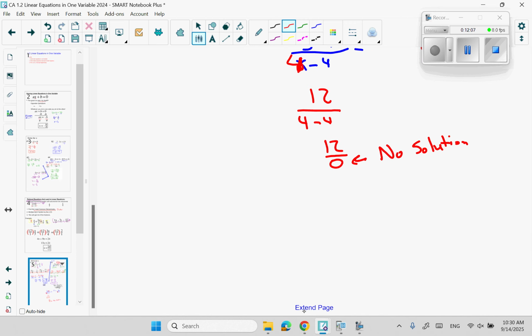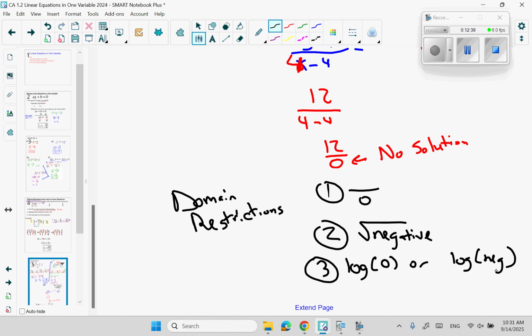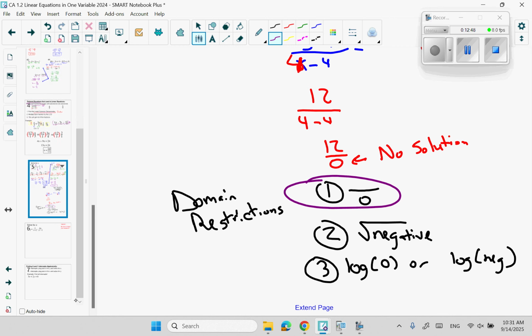So, recall from the first unit, there are 3 situations you have to look out for. You cannot divide by 0, because these are domain restrictions. You cannot do the square root of a negative, and you cannot have a log of 0 or a log of a negative. So those are the 3 things to look out for. Specifically, I'd probably be focusing on this one because we're dealing with rationals, which involves a lot of dividing and fractions.